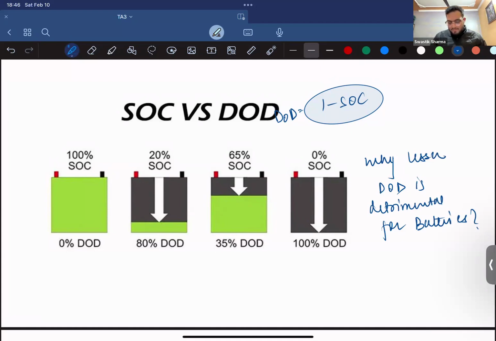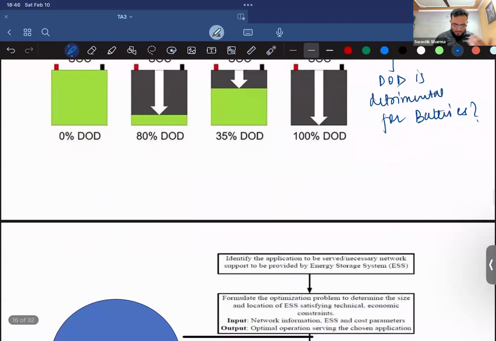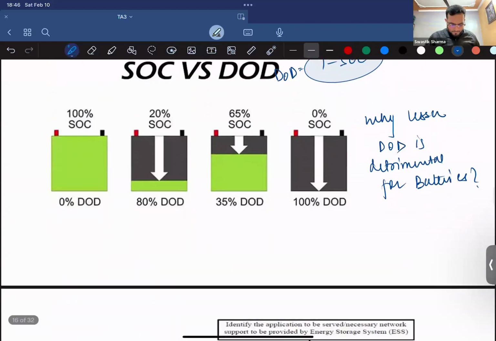Why is lesser DOD detrimental for your batteries? That is, if you let's say just use your battery for 20%, from 100 to 80, is it beneficial or not? I am just giving you the fact that it's not beneficial. Just give me the reasons why it's not beneficial. We'll discuss more on this the next time we meet.